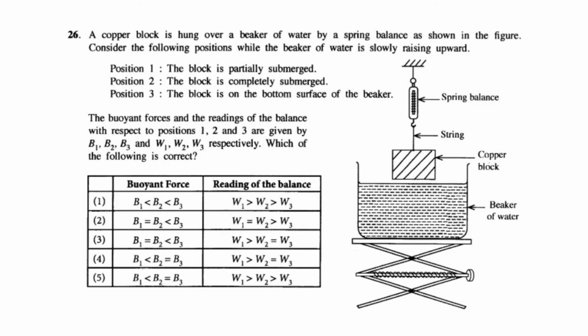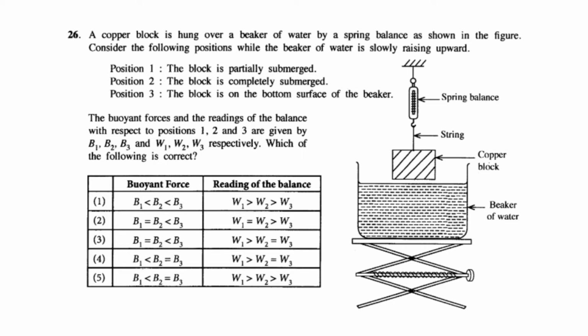Question number 26. A copper block is hung over a beaker of water by a spring balance, as in the figure. They have given three positions of the copper block when the beaker of water is slowly raised upwards. The buoyant forces and the balance readings are also given, and they are asking for the correct expression.